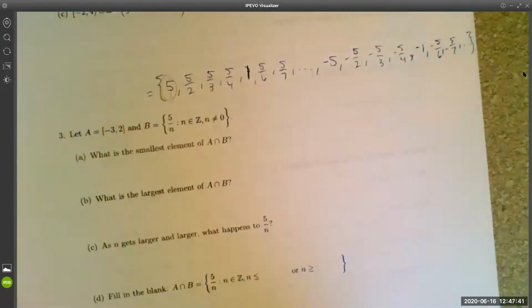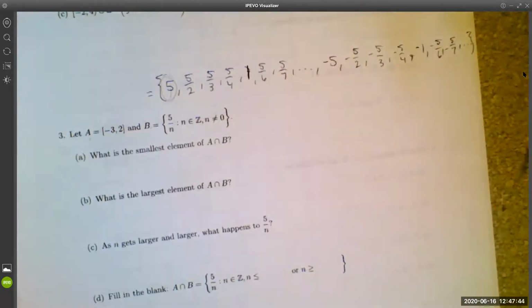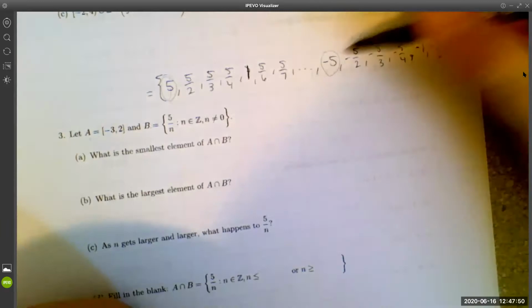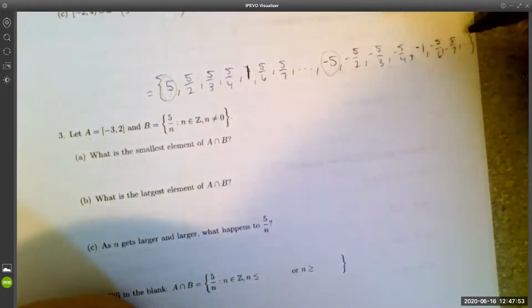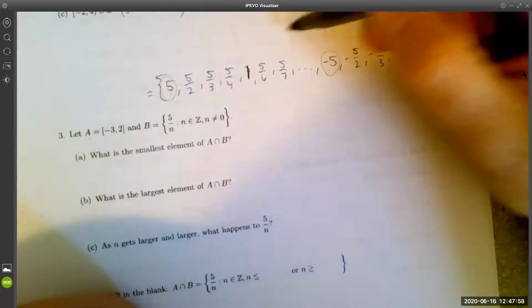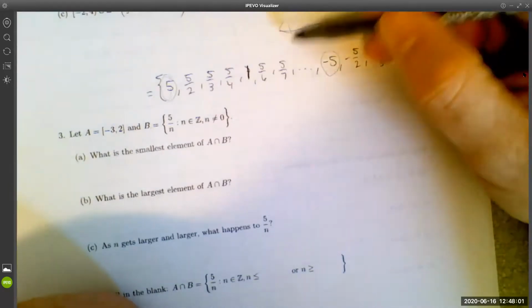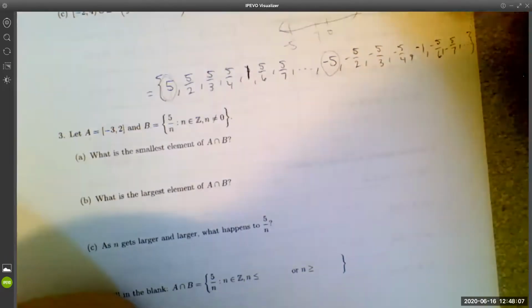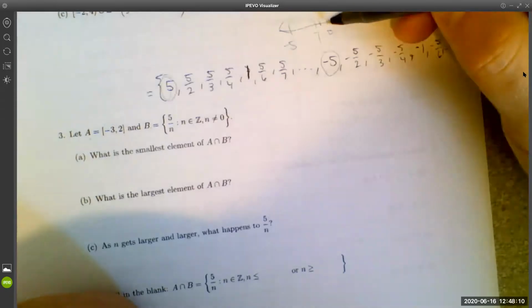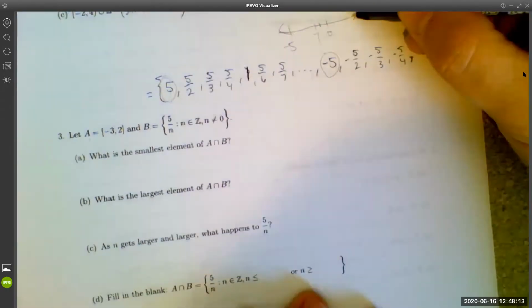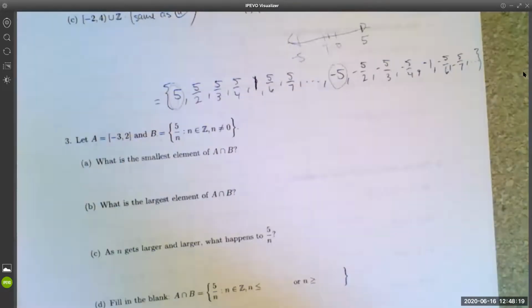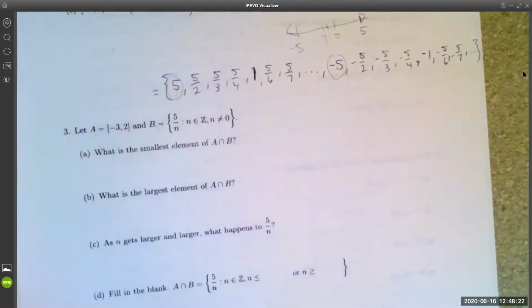Okay, so that's what the set B is looking like. So I'm thinking probably that -5 is the smallest element in B, because notice that these numbers keep getting larger and larger in the sense that they're getting closer and closer to 0, right? We started at -5, and then we eventually got up to -1. And now we're at -5 sevenths, right? So we're getting closer and closer to 0. So I think -5 is the smallest element and +5 is the largest element in B. But that's not the question. The question is, what's the smallest and largest element of A intersect B?